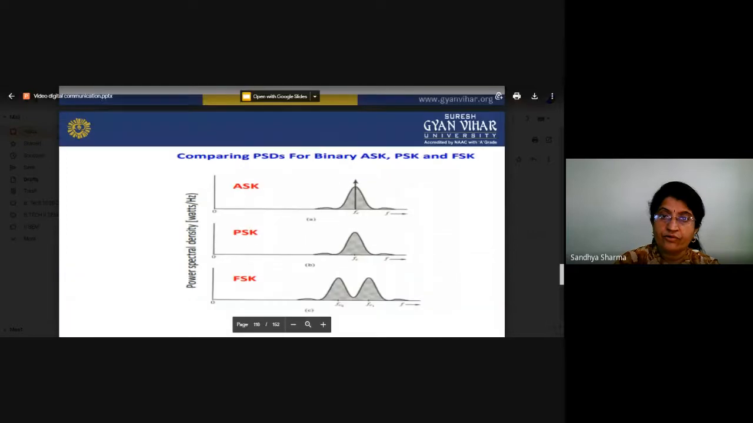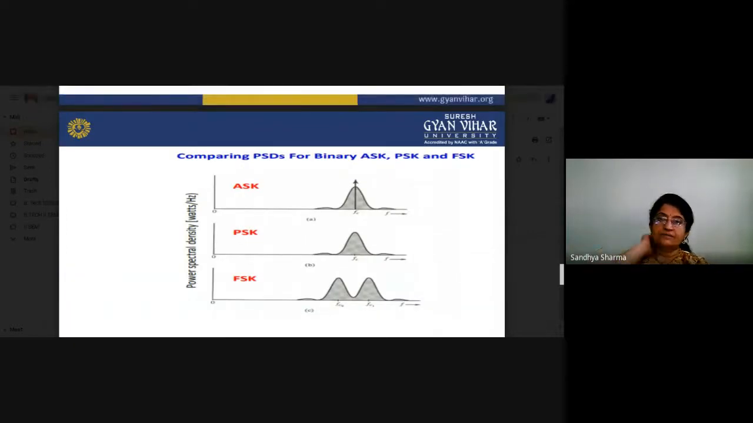Now here we will compare the power spectral density for binary ASK, FSK and PSK. You can see the power spectral density of ASK and PSK is the same, and only FSK changes. In the FSK system, we are working on two frequencies, FC1 and FC2. So that is the spectrum of that particular FSK.